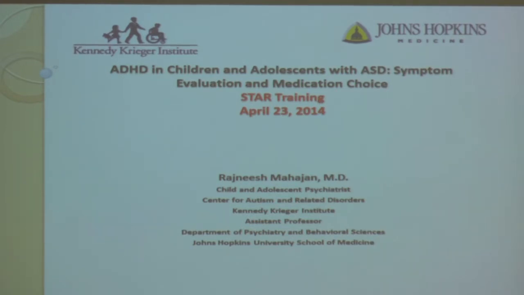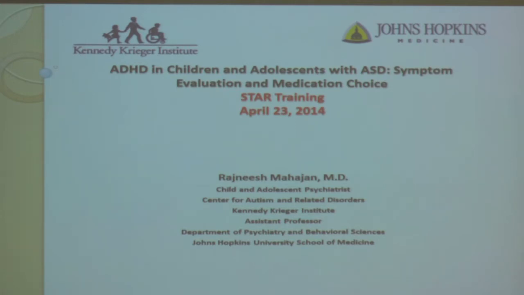Over the past several years, there are many studies that have started to look at comorbidities in autism spectrum disorders. And perhaps the most common comorbid disorder, in addition to autism, is ADHD in children with autism, which surprises many people because people don't think about ADHD when they're thinking about autism.